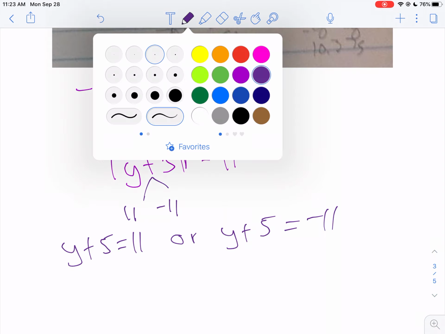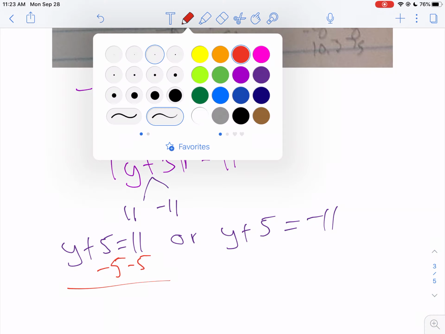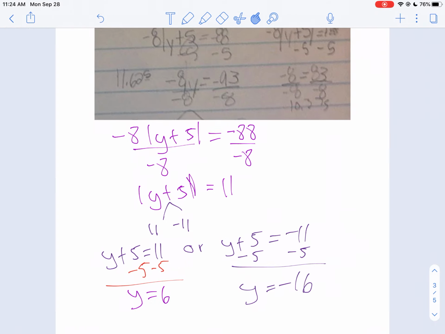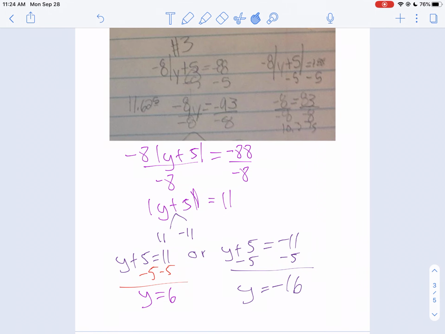So now we subtract 5 from both sides, and you get y equals 6. Here we minus 5 from both sides, and y equals negative 16, should have been our two answers. And remember, you can't move things inside the absolute value sign until you undo the absolute value. To undo the absolute value, that's where we get two different equations.